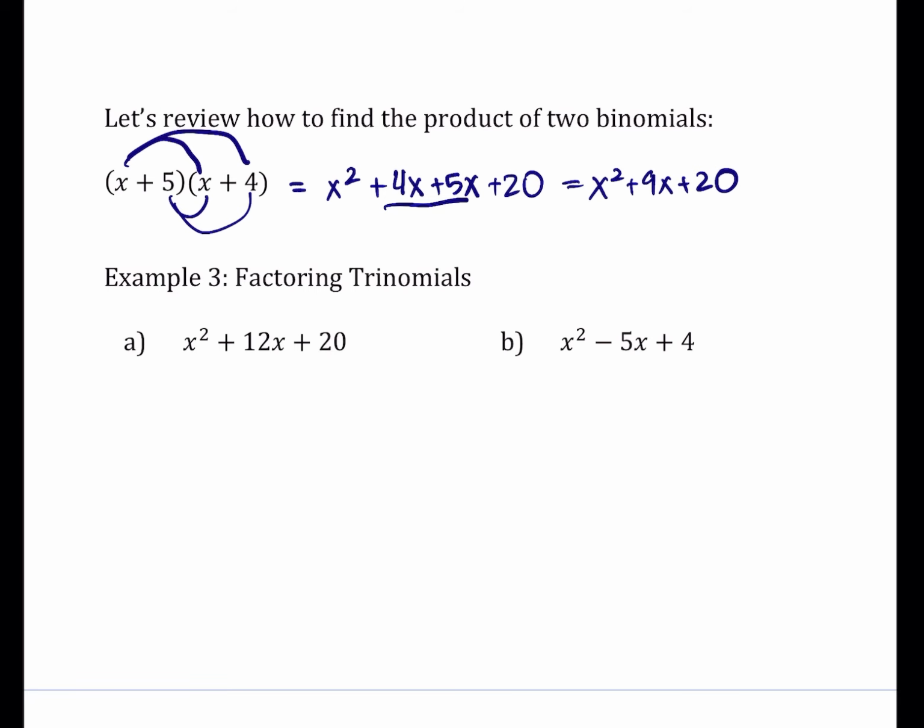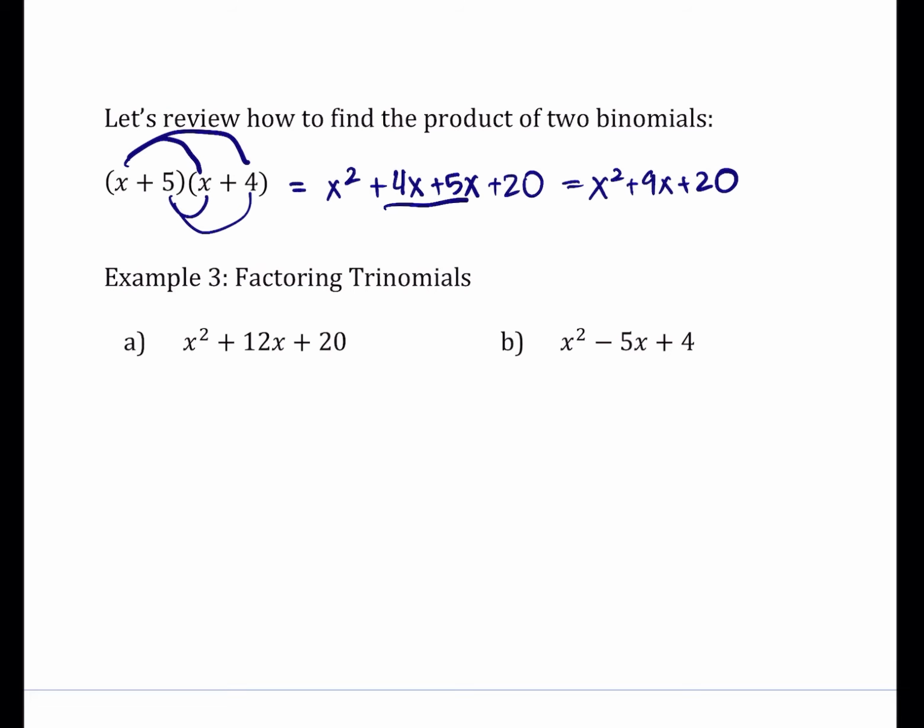Okay, you'll notice that multiplying two binomials, I'm left with a trinomial there, right? So basically when we're factoring trinomials, again, we're trying to go from the trinomial back to a product of binomials. So in order to factor these trinomials here on the bottom, what I'm actually going to do is look at the signs. The signs become very important.